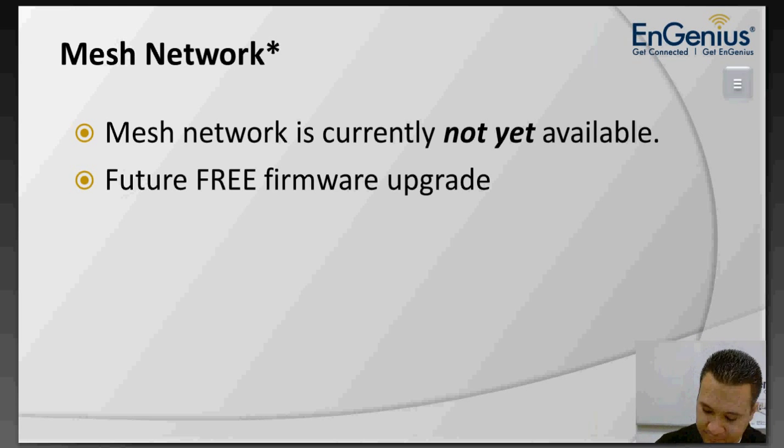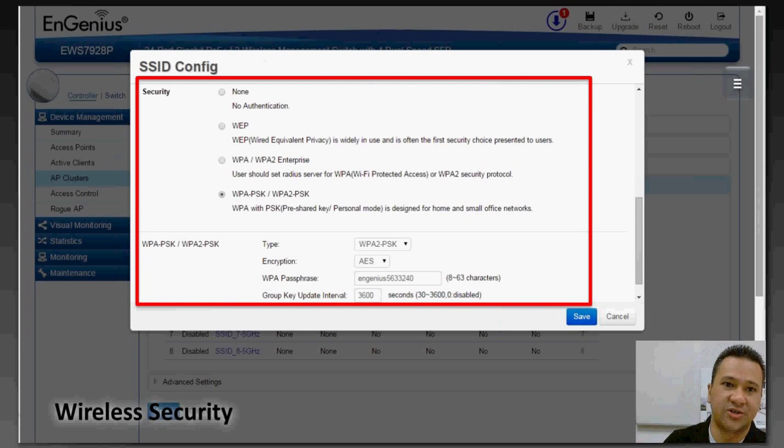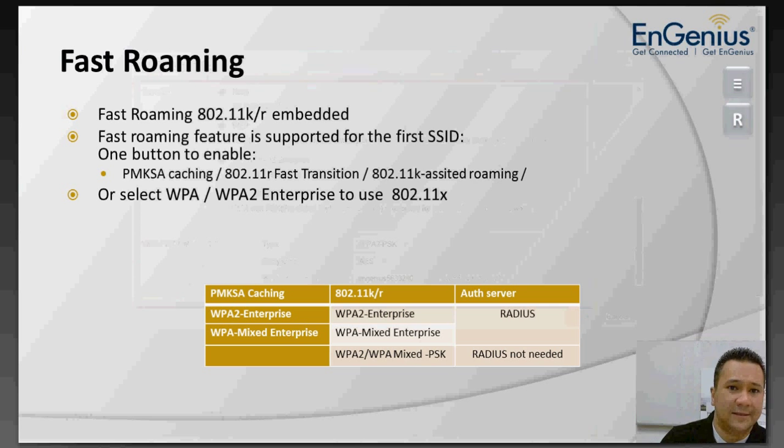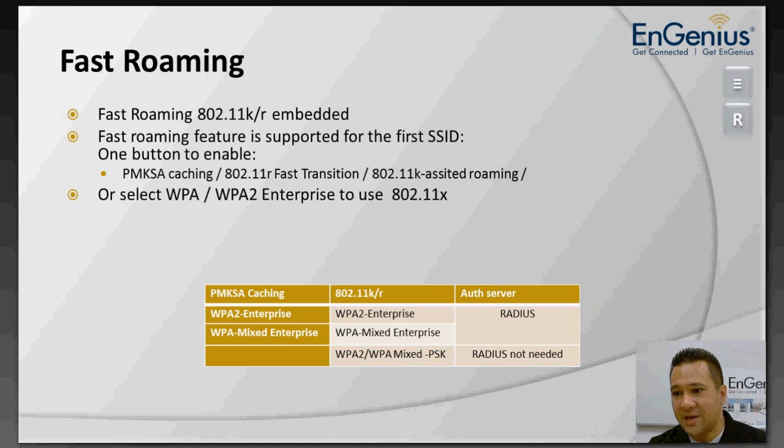Okay. Then fast roaming, another new feature which is released in the phase 2 firmware. With fast roaming we have a new feature embedded, which is called the 802.11k/r protocol. I actually want to go to the next slide first.